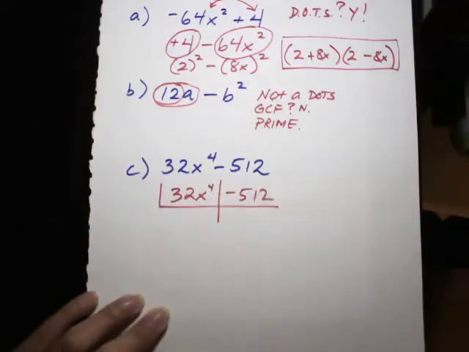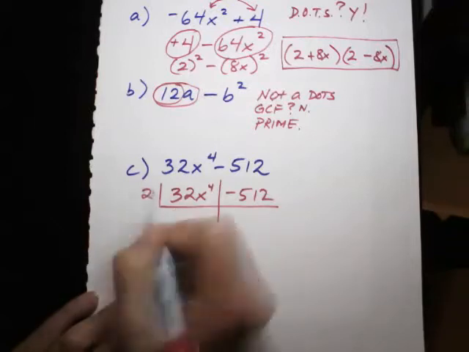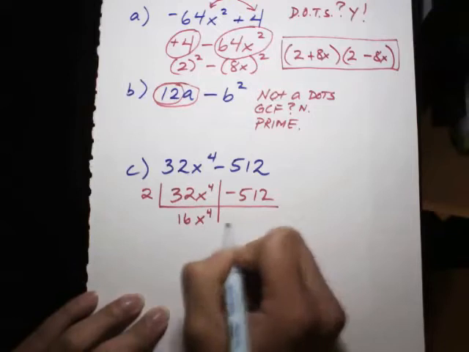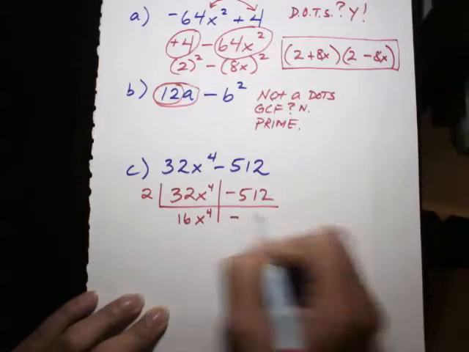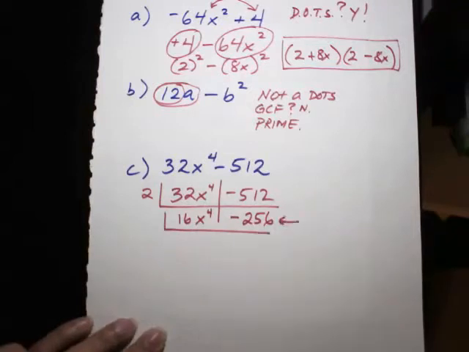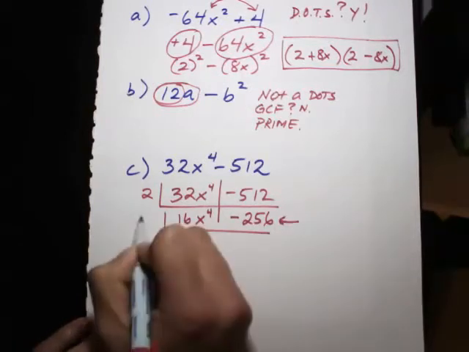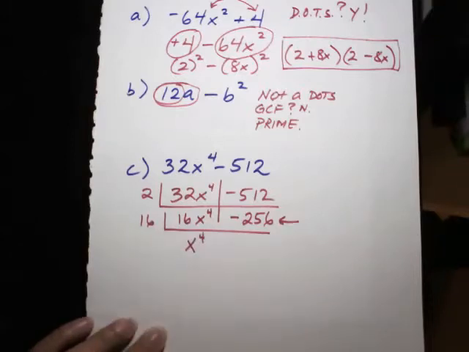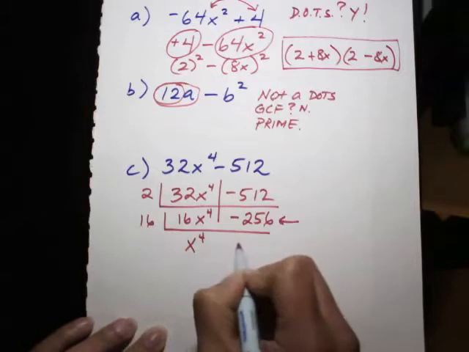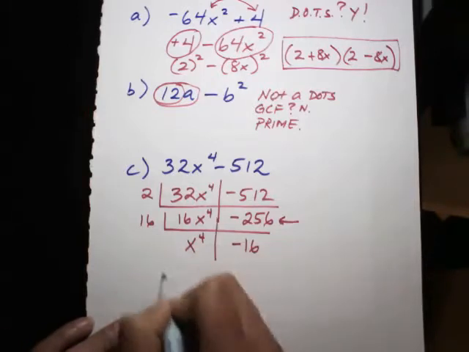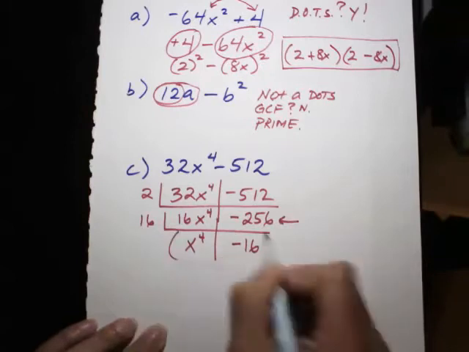Okay, I know that they're both even numbers, so let me factor out a 2 first. Factoring out a 2, I'll have 16x to the 4th, and half of 512, that's a negative 256. I wonder if anyone has recognized this number yet. This is in our perfect squares list. 16 goes into 16 once, so I'll have x to the 4th left, and 16 goes into 256 16 times.